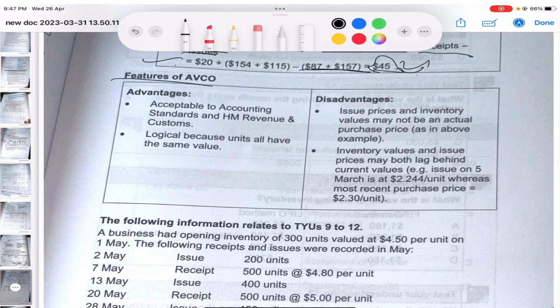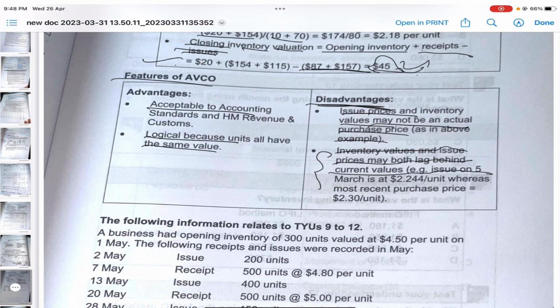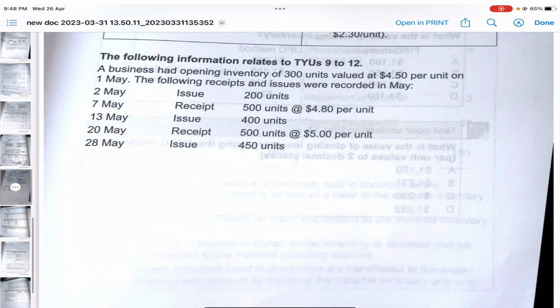What are the features of AVCO? Advantages: it is acceptable by HM Revenue and Customs. Logical, because all units will have the same value, because we are taking the average into consideration. Issue prices and inventory values might not be the actual purchase price, because we are taking the average, so that can be a disadvantage. Inventory values and issue price might lag behind the current values. What do you mean by lag behind? Because we are taking the average, so obviously it is going to be a little bit lesser than the actual price.